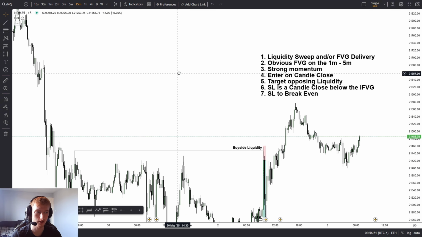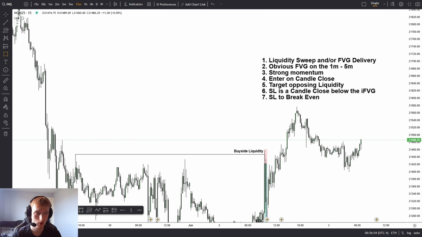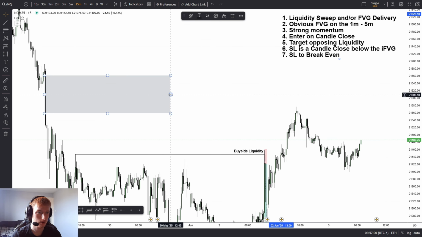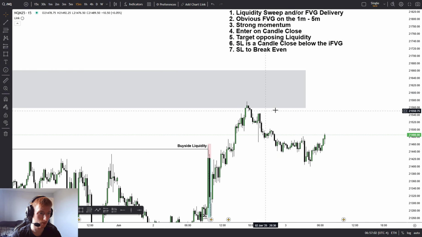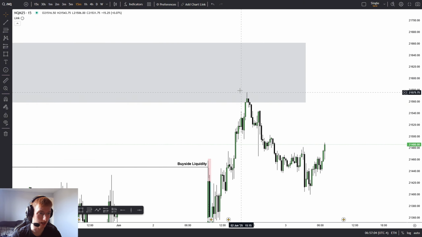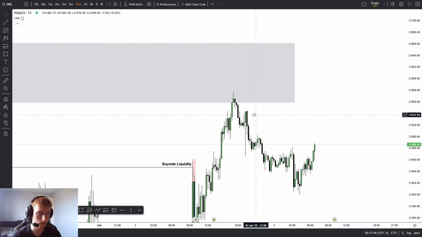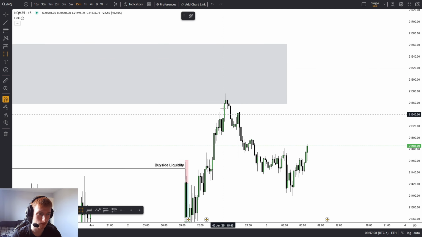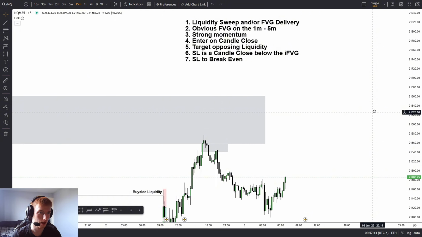As you can see here on the 15-minute chart, we have this obvious 15-minute gap. Up here, price is delivering out of this gap. So this would be the FVG delivery. This would be the inverse fair value gap. And then let's carry on.